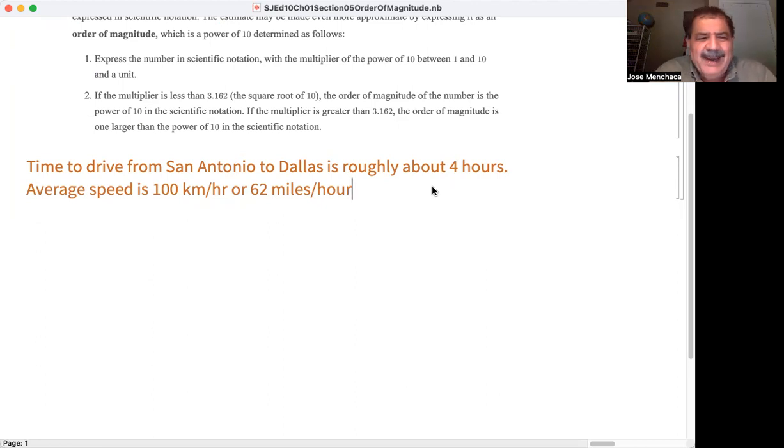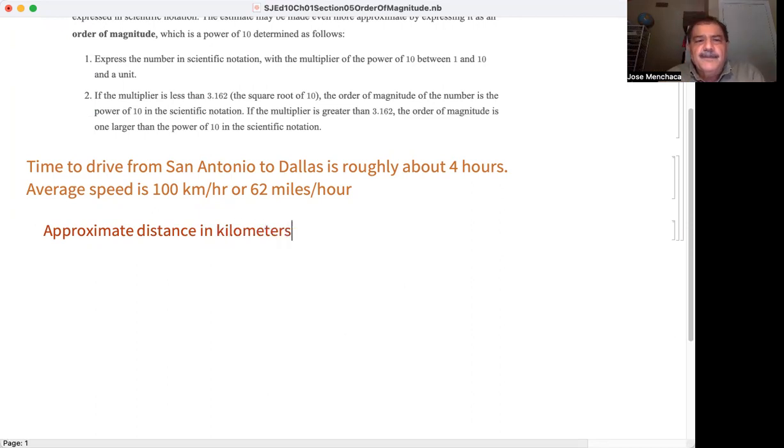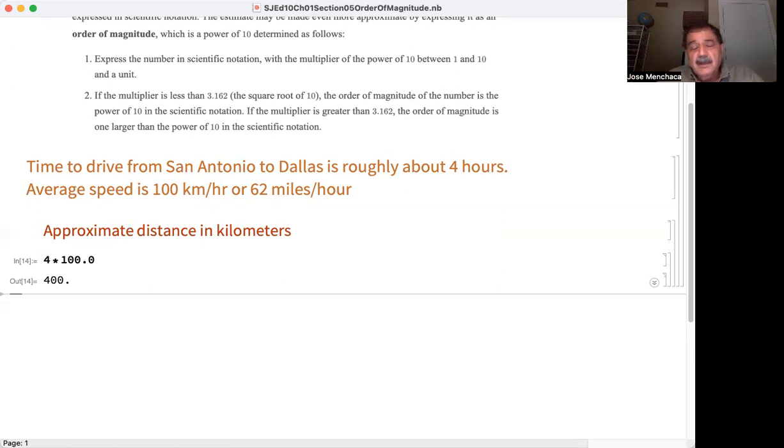Now let's estimate that the average speed is 100 kilometers per hour or 62 miles an hour. So very simply, if we're doing it in kilometers, let me put a little notation here. I should have probably done this ahead of time. Approximate distance in kilometers. Okay, so it's 4 hours times 100 kilometers an hour, which is 62 miles per hour. So it's about 400 kilometers roughly.